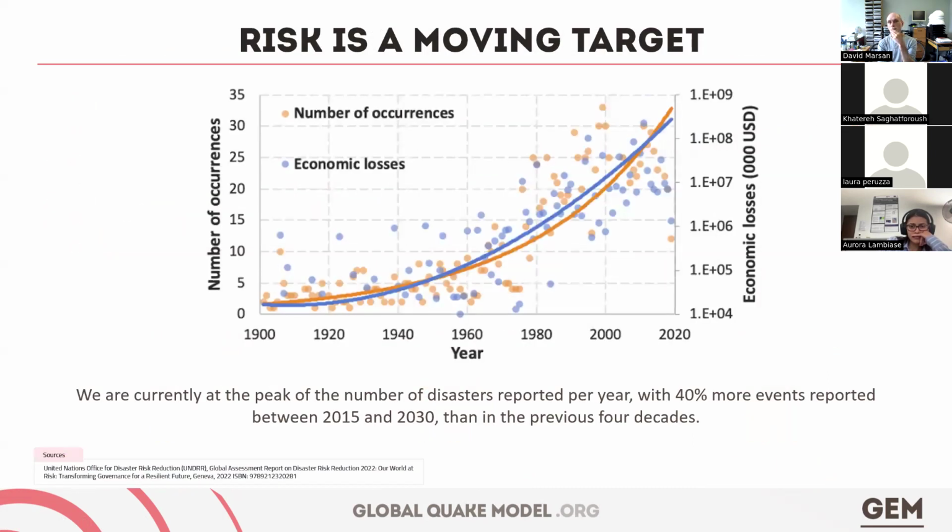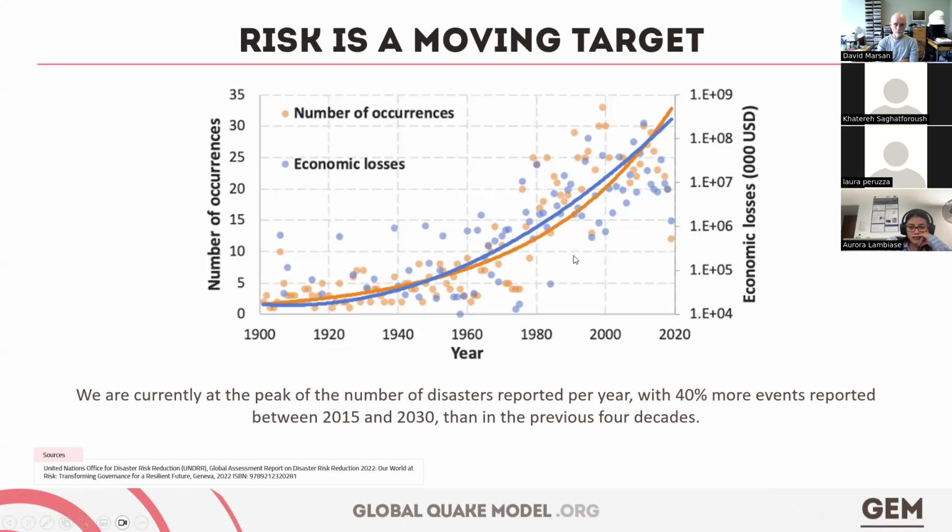This is a plot that I think you've seen in the past. Basically, if you take a look at what GAR, the Global Assessment Report, says, we're currently at the peak of the number of disasters being reported per year, and we expect 40% more disaster events recorded between 2015 and the decade of 2030 than in the previous 4 decades.